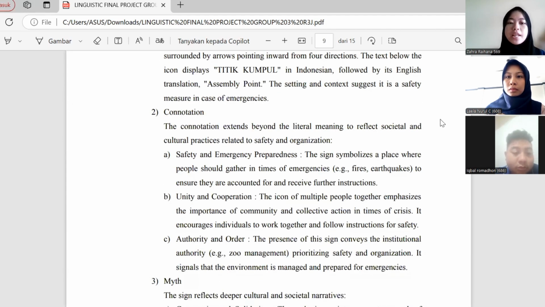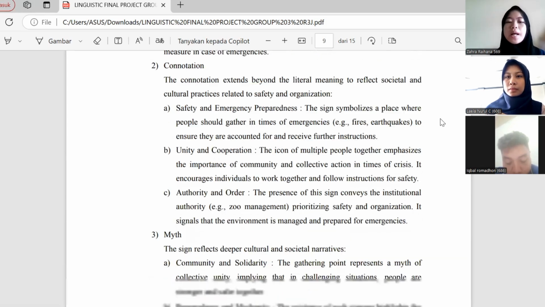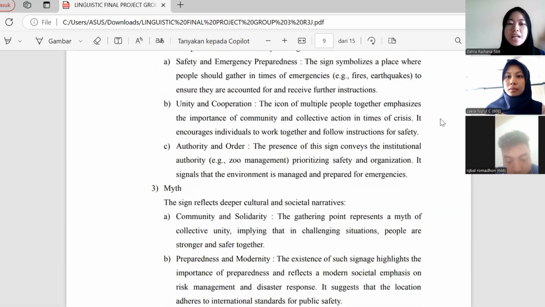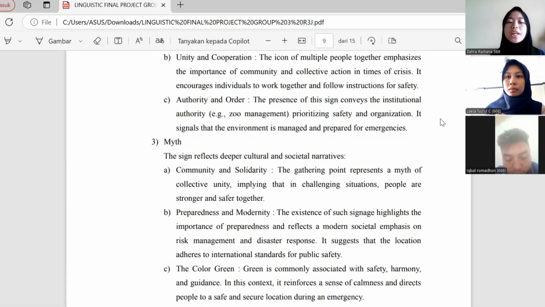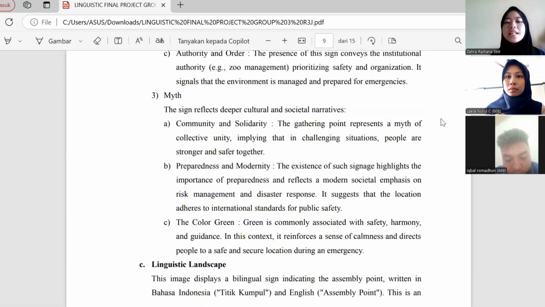2. Connotation. A. Safety and emergency preparedness. The sign symbolizes a place where people should gather in times of emergency, for example fires or earthquakes. B. Unity and cooperation. C. Authority and order. The presence of the sign conveys institutional authority, for example zoo management, prioritizing safety and organization. 3. Myth. A. Community and solidarity.